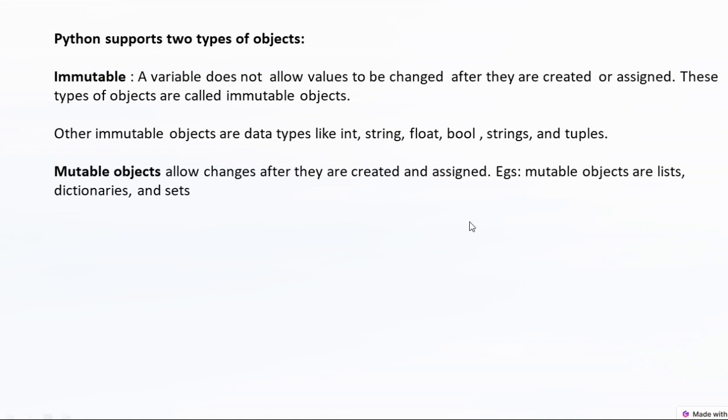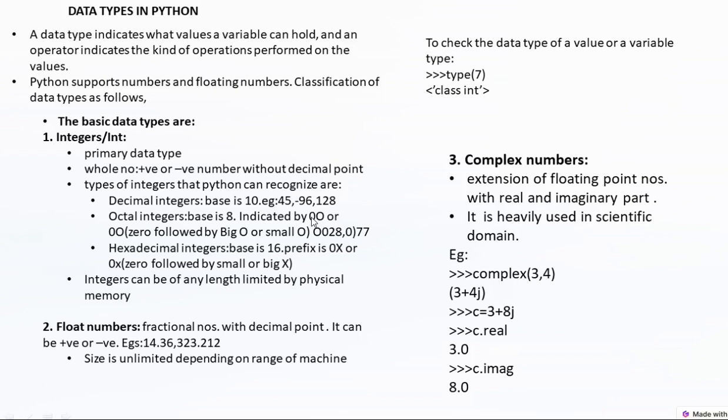What are mutable? Means even after creating, you can change it. It allows changes after they are created and assigned. You create a variable, create this object, you assign it. After that again you can change. So which are the mutable objects? List, dictionaries and sets. So you'll be seeing this in the next session. List, dictionary and sets are mutable. They can be changed. So immutable means can't change. Mutable means can be changed.